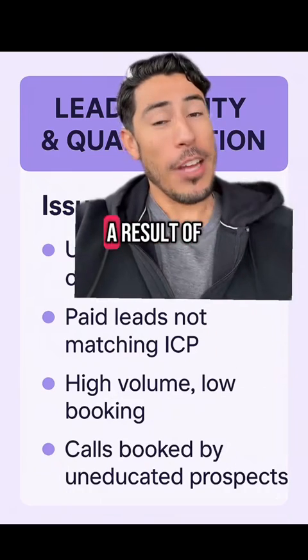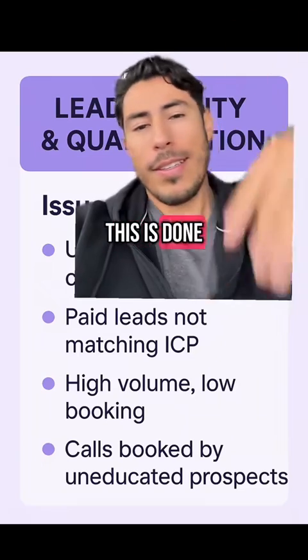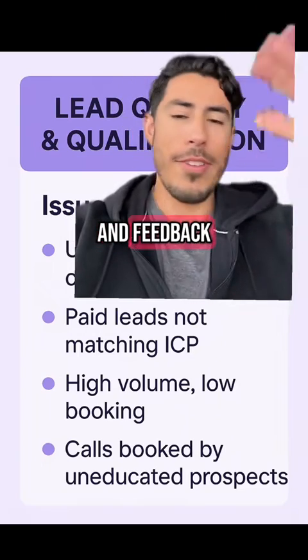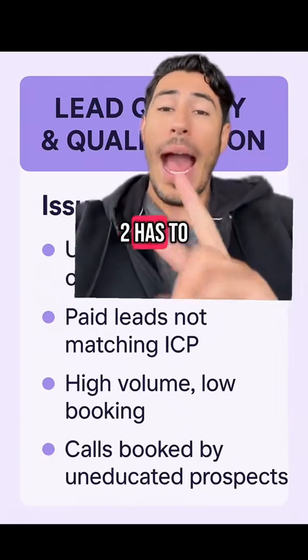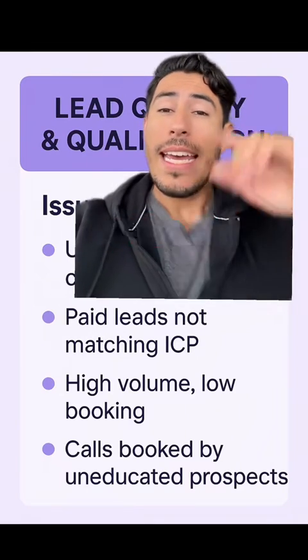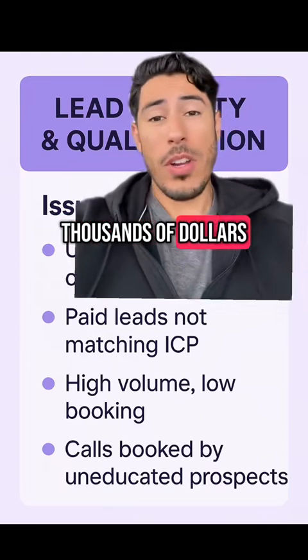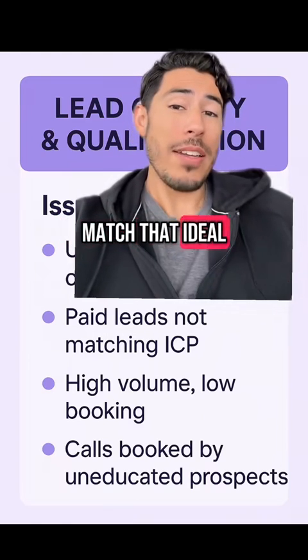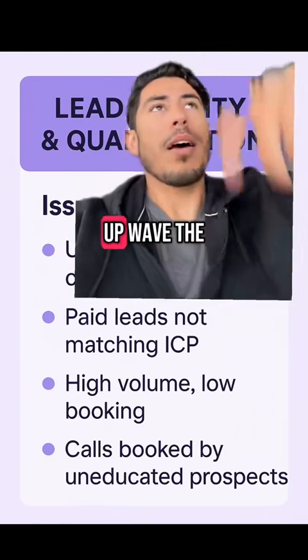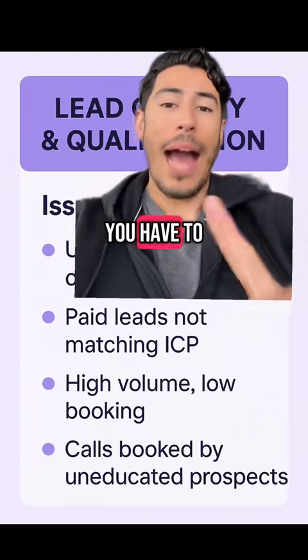Problem 2 is a result of problem 1. Now, again, this is a huge summary of surveys and feedback, but typically problem 2 has to do with the low qualifier. If you've been sending, let's say, hundreds of leads, thousands of dollars to spend, they're never going to match that ideal ICP. But you don't just wave the white flag and you're done. You have to address it.